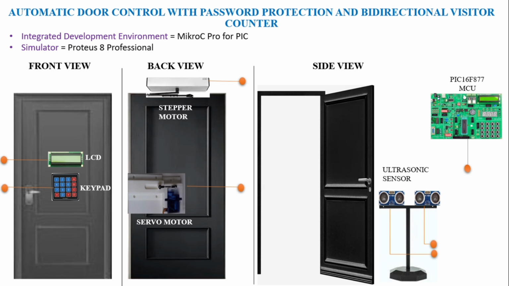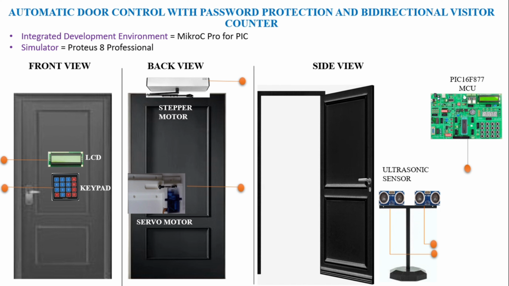Let me show you the key components of our project. Firstly, in the front view, there are two components: the LCD display and the keypad. The LCD display is the user interface for the system, where we can see the password prompt, count and such information. The keypad allows the user to enter the password.